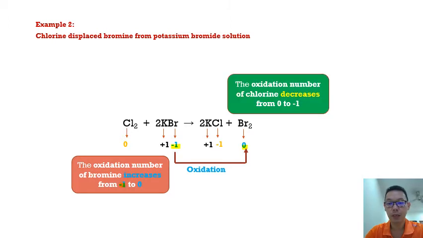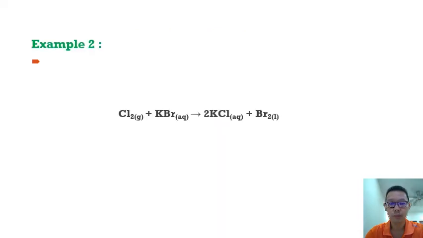And on the other hand, the oxidation number of chlorine decreased from 0 to negative 1. So chlorine had undergone reduction in this chemical reaction. And the oxidation and reduction occurred simultaneously in this chemical reaction. So this is a good example of redox reaction.